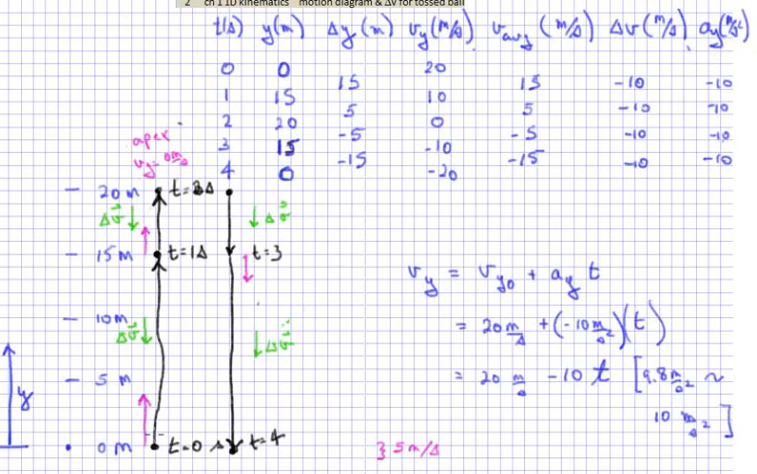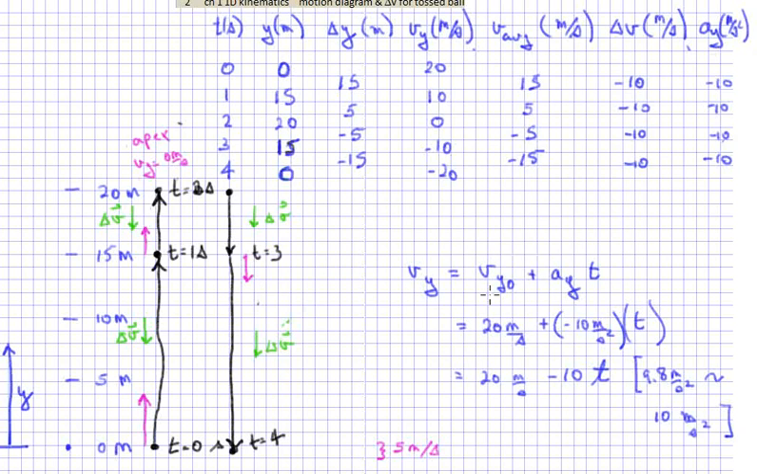My motion diagram has a similar symmetry, except that on the way up I have an upward displacement, and on the way down I have a downward displacement. These two have the same magnitude, just opposite directions. And every single 1 second interval has very consistently a downward minus 10 meters per second delta V. Here and here and here and there.